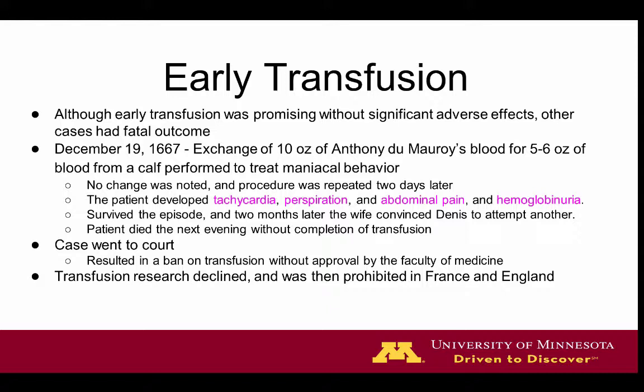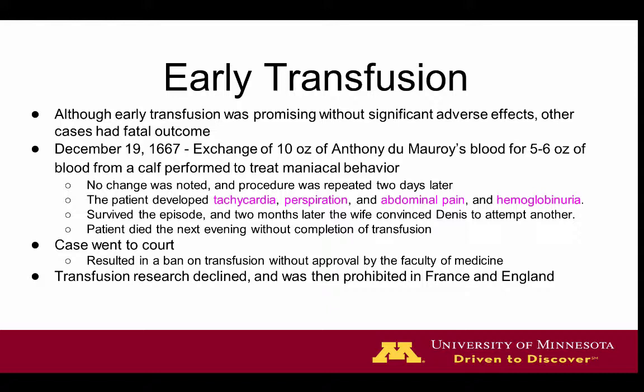Although some had no fatal or adverse outcomes, others did. Specifically, in December of 1667, about 6 months after his first transfusion attempt, he performed a transfusion of 5 to 6 ounces of blood from a calf into a gentleman named Anthony du Maurier to treat some behaviors that they termed as maniacal.